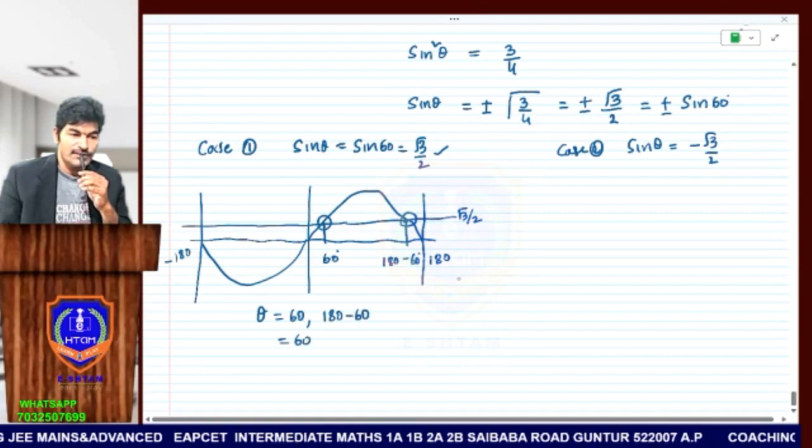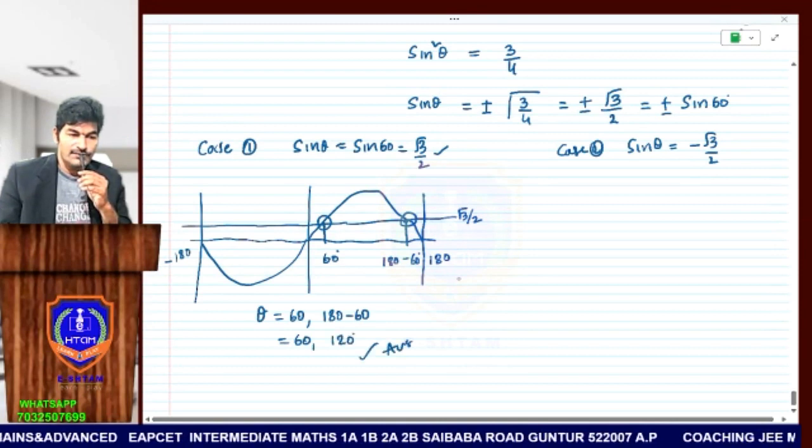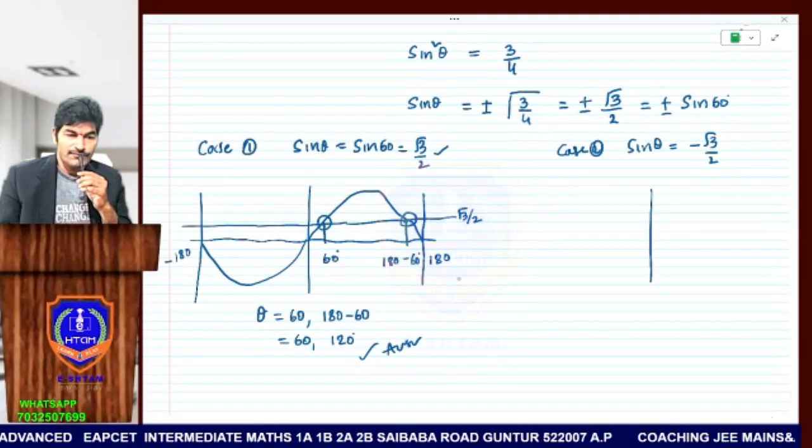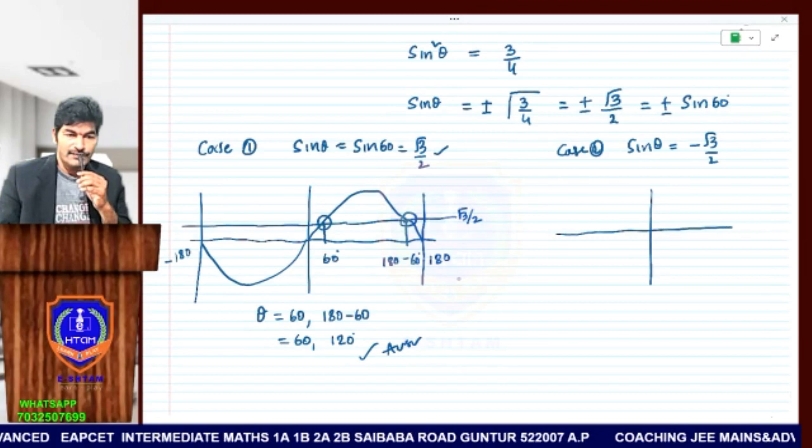So this will be 60 degrees and 120 degrees. This is the answer of this question, case 1. And again, draw the same graph for the second case.